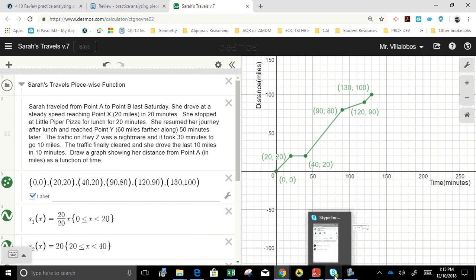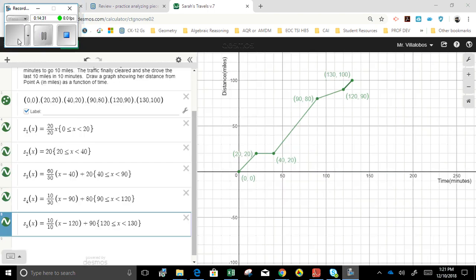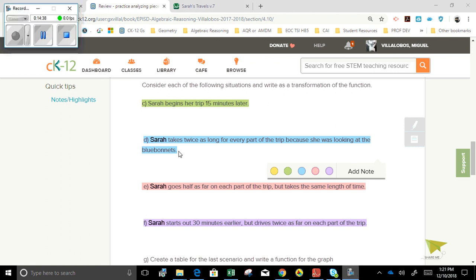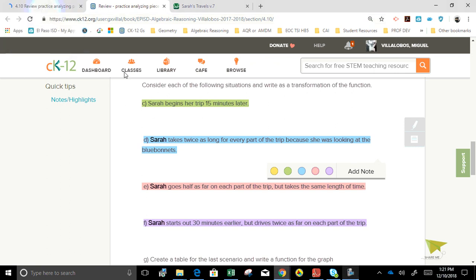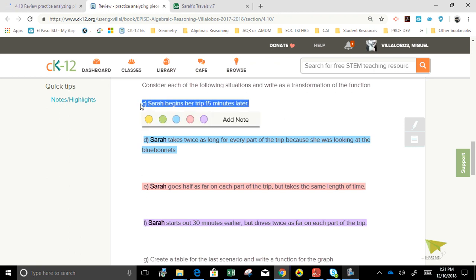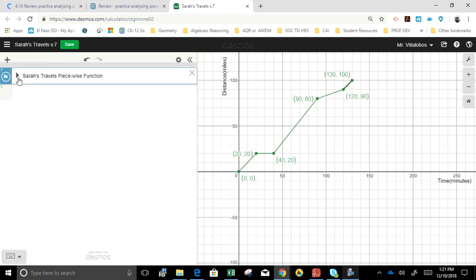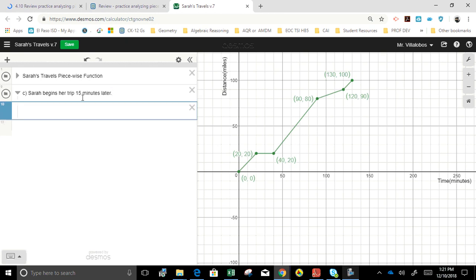And where's the pause here? Here's the next part that says, folks, Sarah begins her trips 15 minutes late. Let's copy that. And let's go to Sarah's Travels. And I'm going to close my folder. Closing this folder. Okay. And then we're going to add a folder. And I'm going to add the title that I just copied. And I'm going to press enter. And I'm going to say, okay.